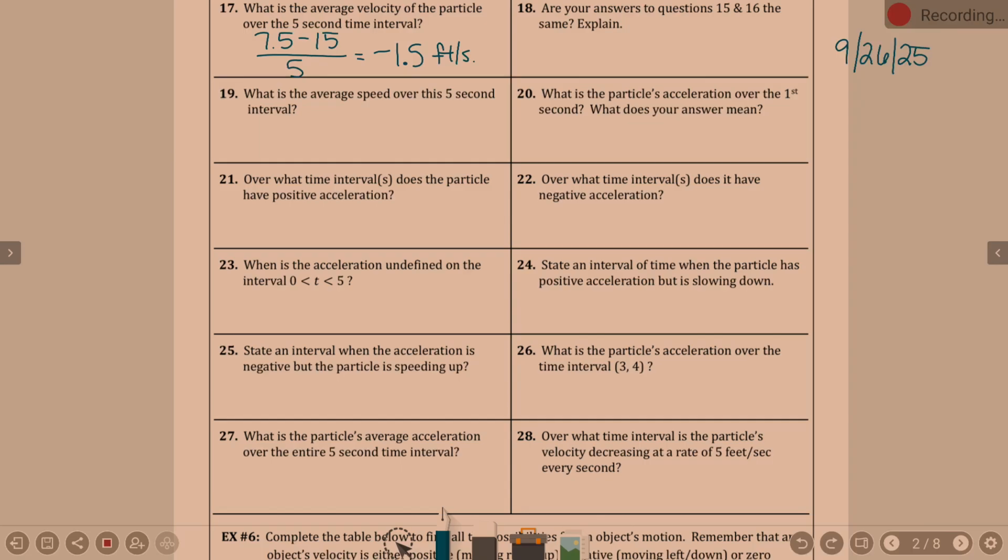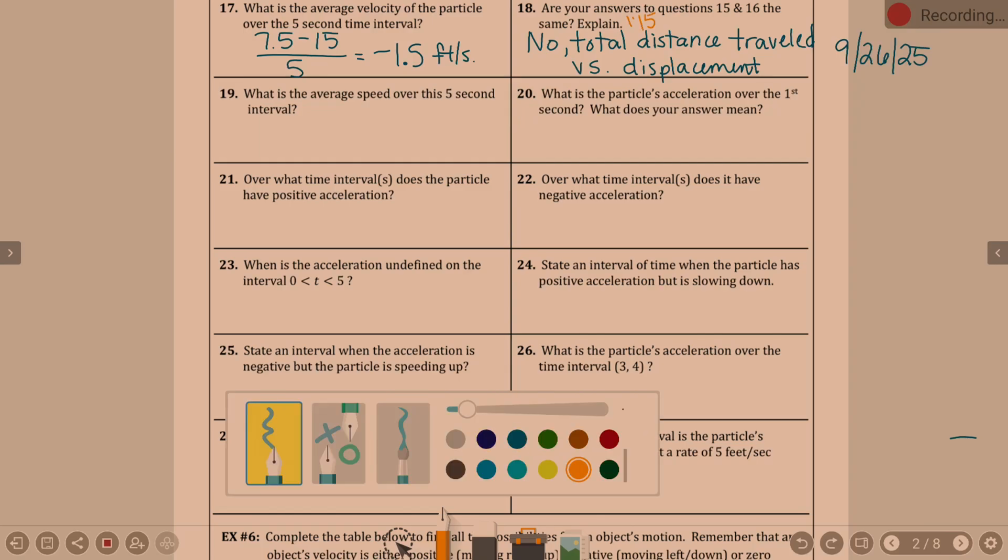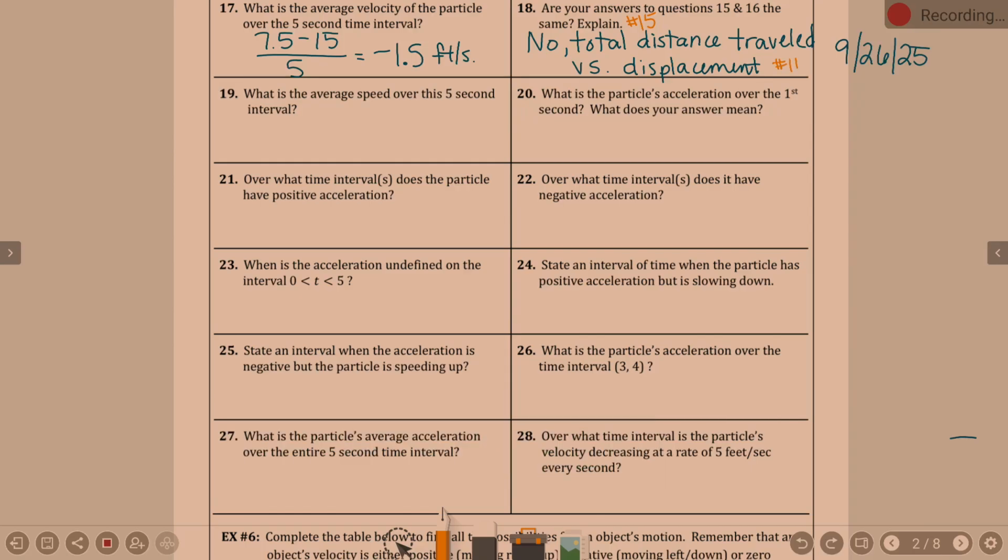Okay, so the answer on 18, no, they're not the same. It's total distance traveled, which is adding up all the times, which was number 15, versus displacement. I feel like that was 7th grade science. It very possibly is. I'm just not assuming you remember your 7th grade science. I'm not going to say you didn't already know that, but I would assume you need the reminder.